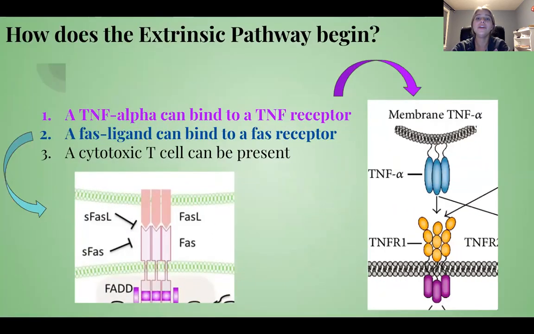Okay, now we are going to talk about the extrinsic pathway. So I thought it'd be helpful to talk about how the extrinsic pathway begins because there are really three instances in which it could occur. The first is that we have a TNF alpha binding to a TNF receptor. You can see that on the right. The second is that a Fas ligand can bind to a Fas receptor, which is directly below. And the third is that a cytotoxic T cell will be present.